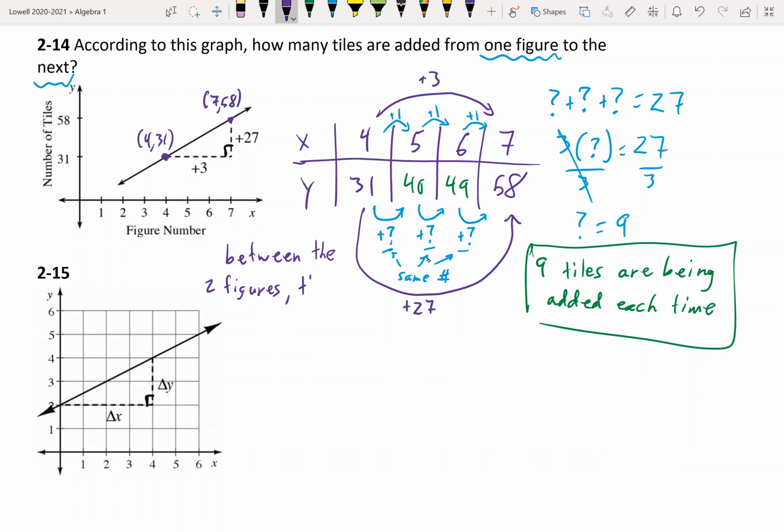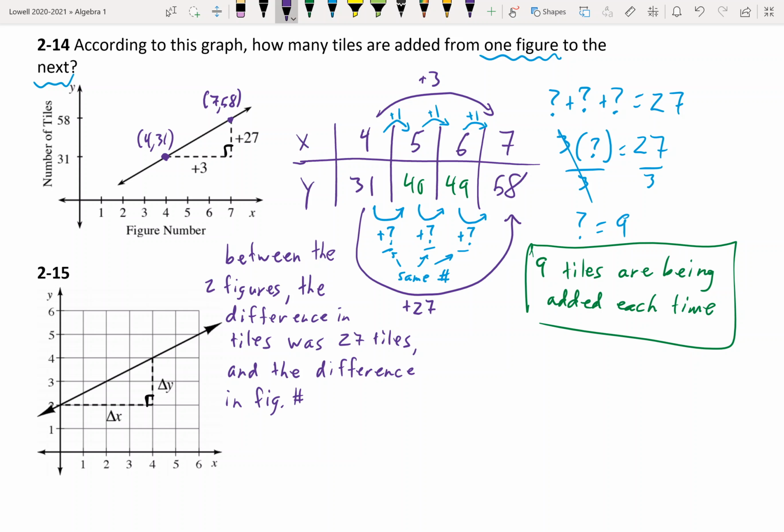the difference in tiles was 27 tiles. Okay, 27 tiles. And the difference in the figure number was 3 figures, I guess you could say. And so what did we do to find the growth rate?